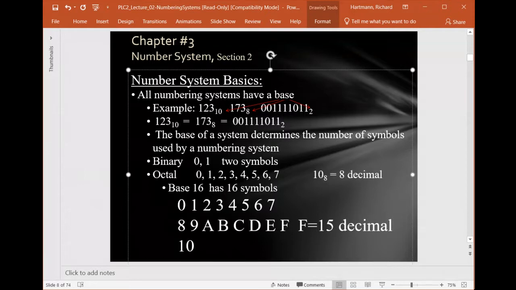Okay, and so 1 0 base 16 is equal to 16 in decimal. Let me put this subscript on here. So 1 0 base 16 is equal to 16 in our normal everyday decimal or base 10 numbering system.